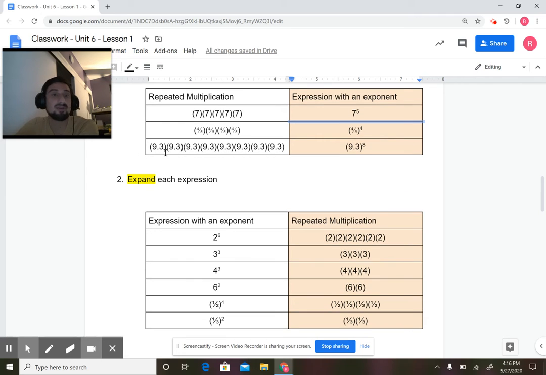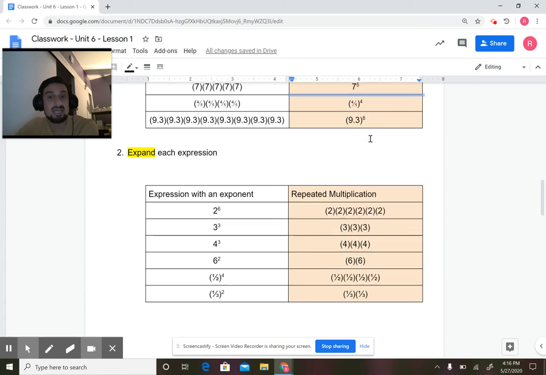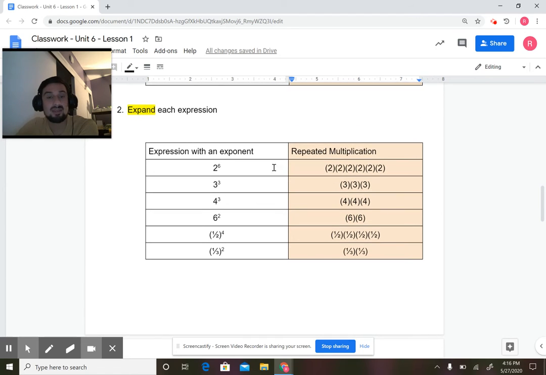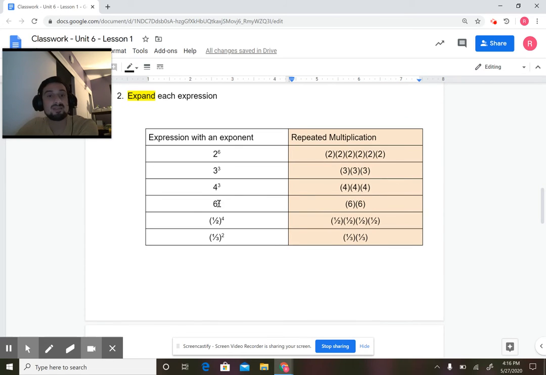9.3 times 9.3 times 9.3 times 9.3. There's 8 of those, so it'd be 9.3 to the 8th. And then 2 to the 6 is 2 times 2 times 2 times 2. And then 3 to 3 is 3 times 3 times 3. 4 to the 3rd is 4 times 4 times 4. 6 squared is 6 times 6. So the exponent tells you how many times you're going to write that multiplying each other.